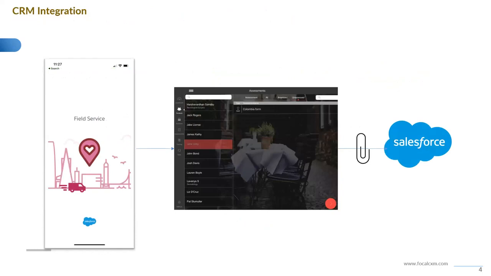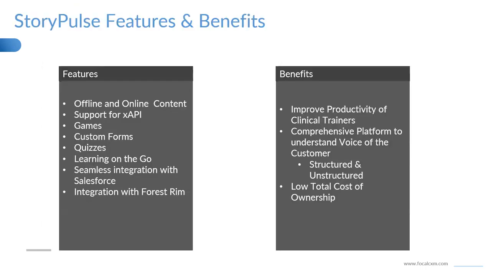StoryPulse is designed to seamlessly capture the data in the field as they complete their training and synchronize the information with a backend CRM platform such as Salesforce. Field Service Lightning is often used by clinical teams to manage their work orders, and that is completely optional when it comes to StoryPulse. You can initiate StoryPulse from field service, capture the feedback, and then push the data into the Salesforce platform.